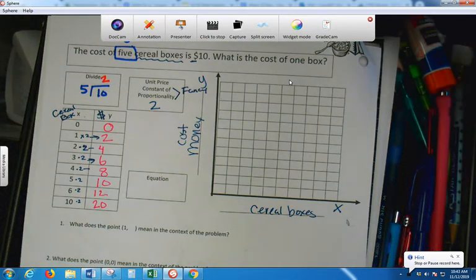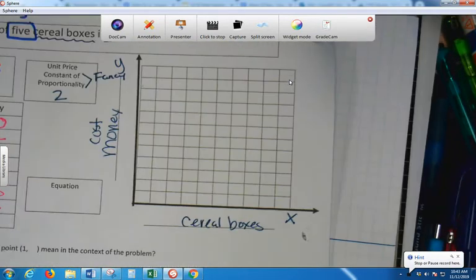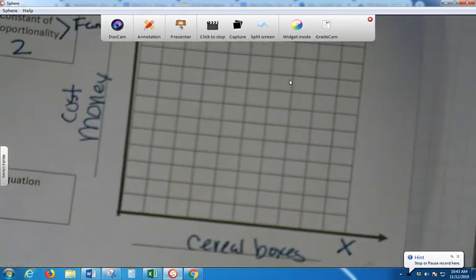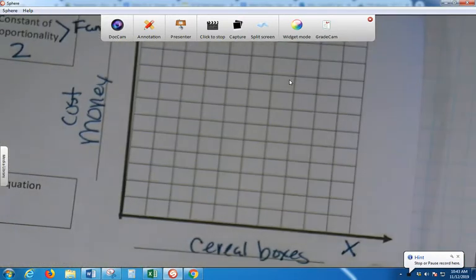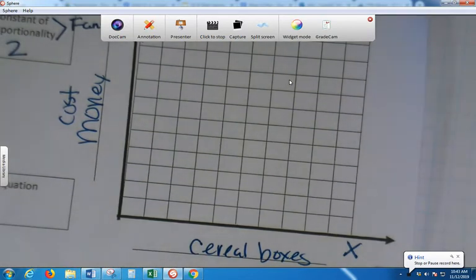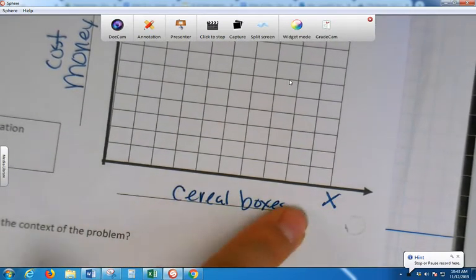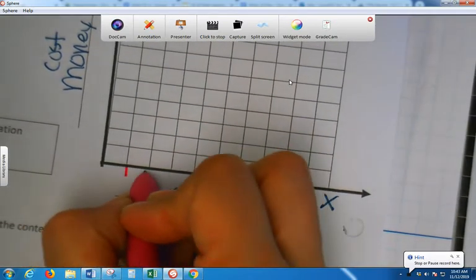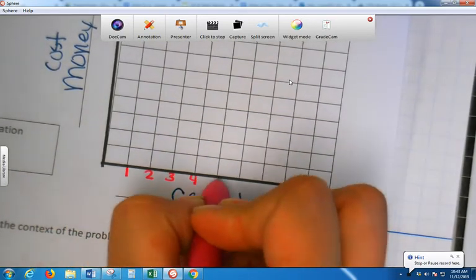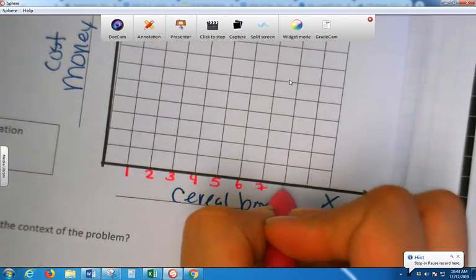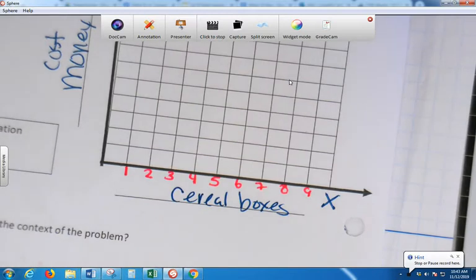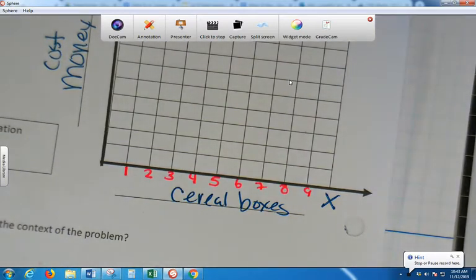Now, be very careful. Students have a hard time with this. You're the one numbering the boxes, right? But what we have to remember is that we're numbering the lines, not the boxes. So, cereal boxes. What am I going to go up by? 1. So, I number the lines. Notice that my numbers are right underneath the lines. It's very important that you do that. Don't put the numbers in between.